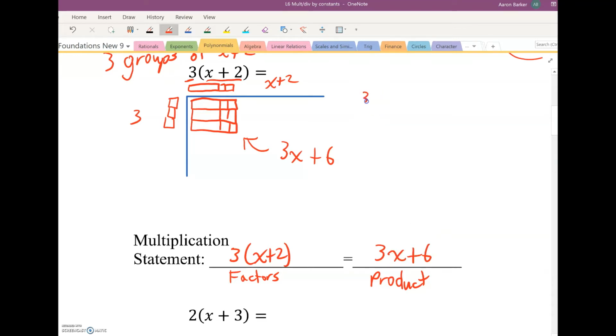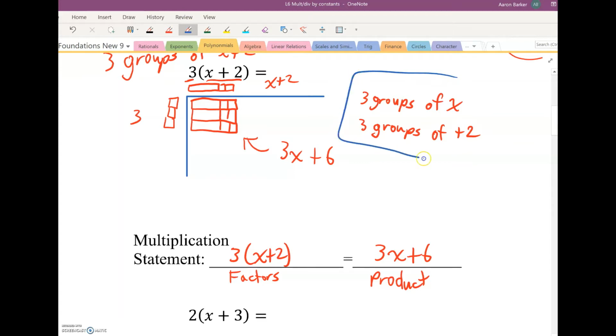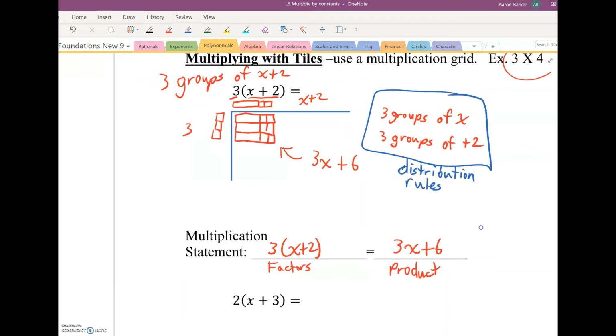Notice that there are 3 groups of x, and then there's also 3 groups of plus 2. And this is what we call the distributive property. The 3 is multiplied by both parts. There's 3 parts of the x and 3 parts of the plus 2. Parts or groups. Okay? So that's how we multiply by a constant.